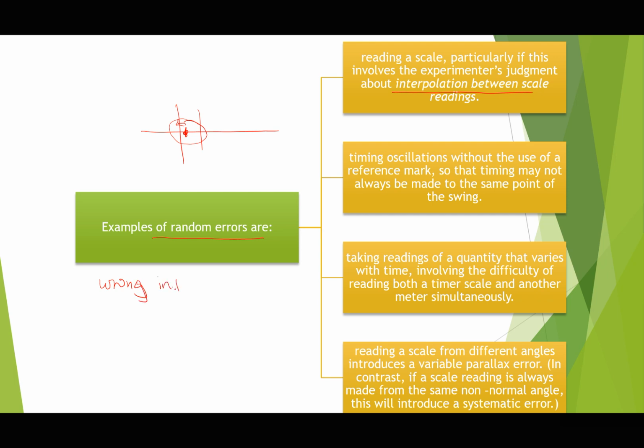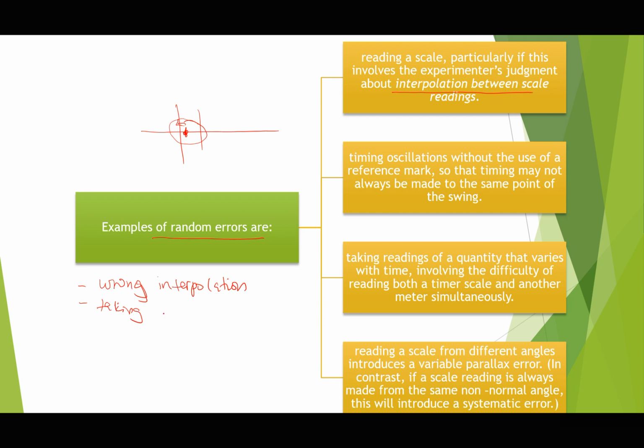Wrong interpolation between scale divisions. I've explained what I mean by interpolation. You are taking a reading between scale divisions. Sometimes you approximate to be half a division. Sometimes you approximate to the next mark or the next scale reading. That is interpolation. Number two, which is also very common, is taking readings from different angles.